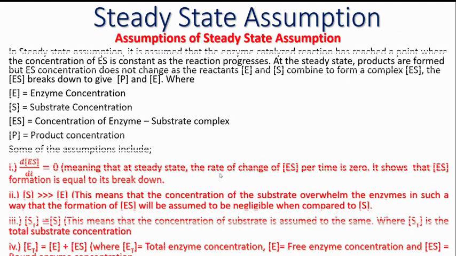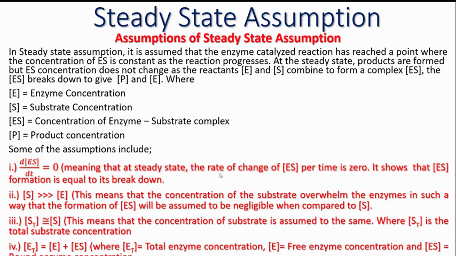Now, let's also look at the steady state assumption. How do they actually derive this particular equation? The assumption in the steady state says that the enzyme catalyzed reaction has reached a point where the concentration of ES is constant as the reaction progresses. At the steady state, products are formed, but the ES complex does not change as the reactants, E and S, combine to form the ES complex. The ES breaks down to give product and the enzyme.